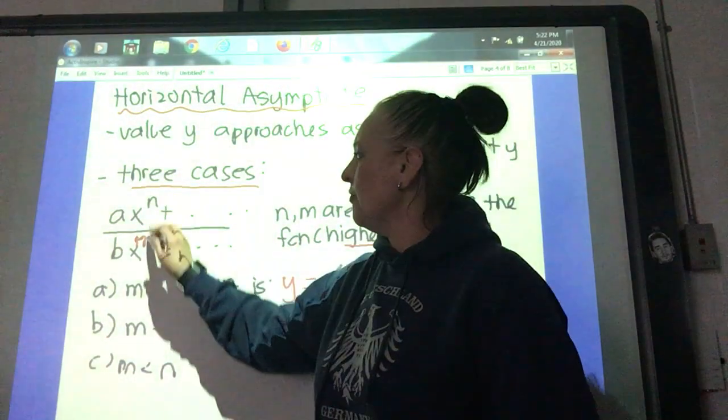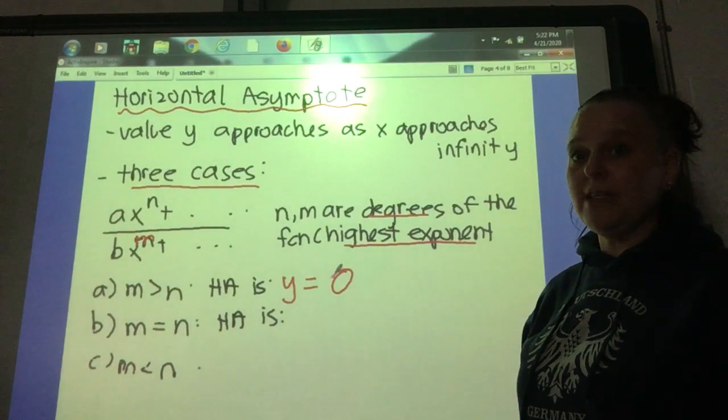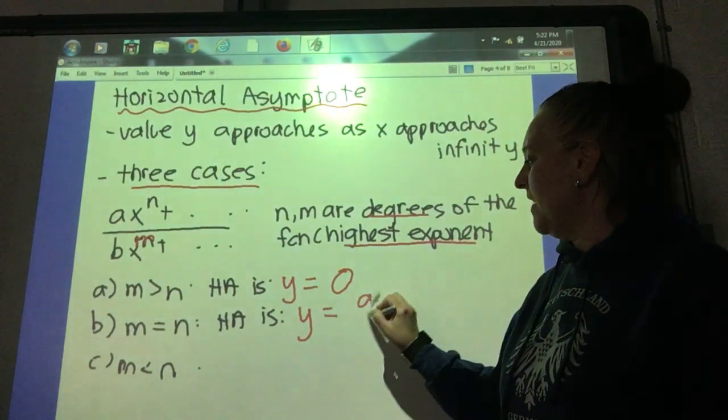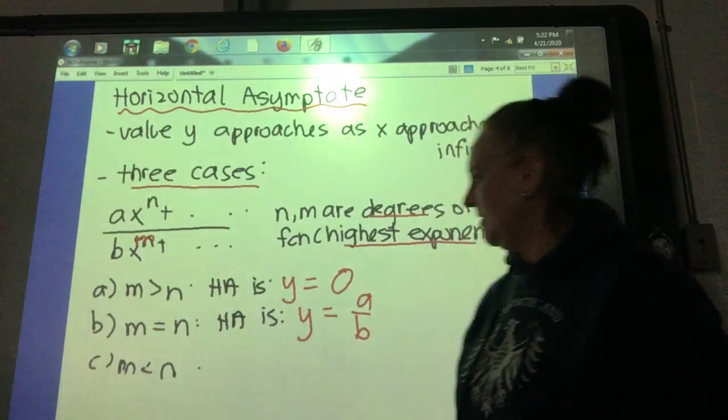What if the numerator and denominator have the same degree, the same highest exponent? Then it's not so easy. You divide the leading coefficients.